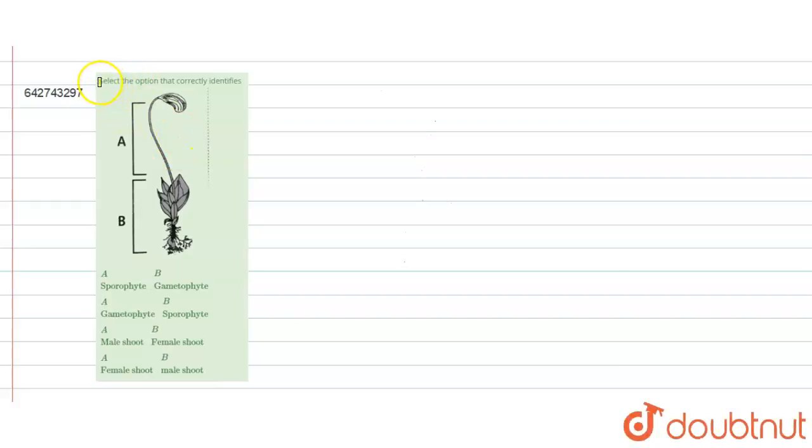Hello everyone. The question says, select the option that correctly identifies A and B. The options given are: sporophyte, gametophyte; gametophyte, sporophyte; male shoot, female shoot; female shoot, male shoot.